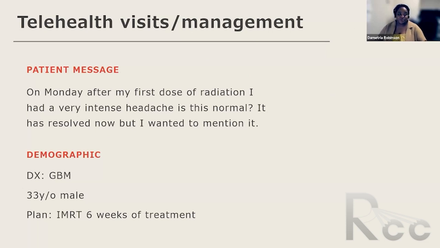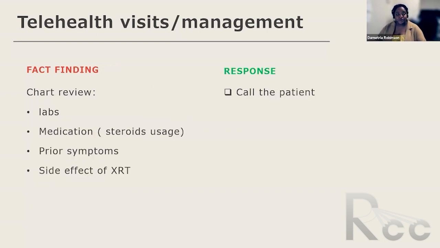So this is one on Monday. You receive a patient message and it says, on Monday, my first dose of radiation, I had a very intense headache. Is this normal? It has resolved now, but I wanted to mention it. So what we know about this patient, they have a GBM. We're doing IMRT treatment. This is a 6 week course of treatment, and a 33-year-old male. Here you will see that you want to look in the chart because of the information that was told. You want to look at labs. Always look at labs to see if anything's going on. He's complaining of a headache.